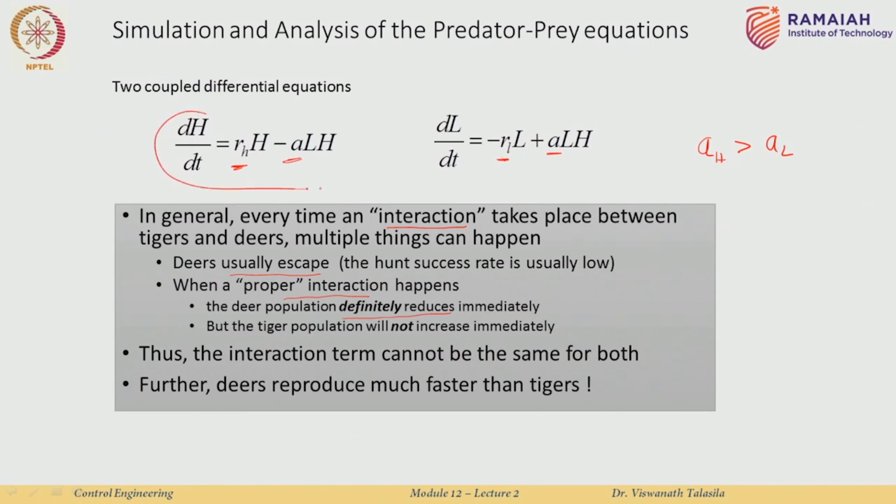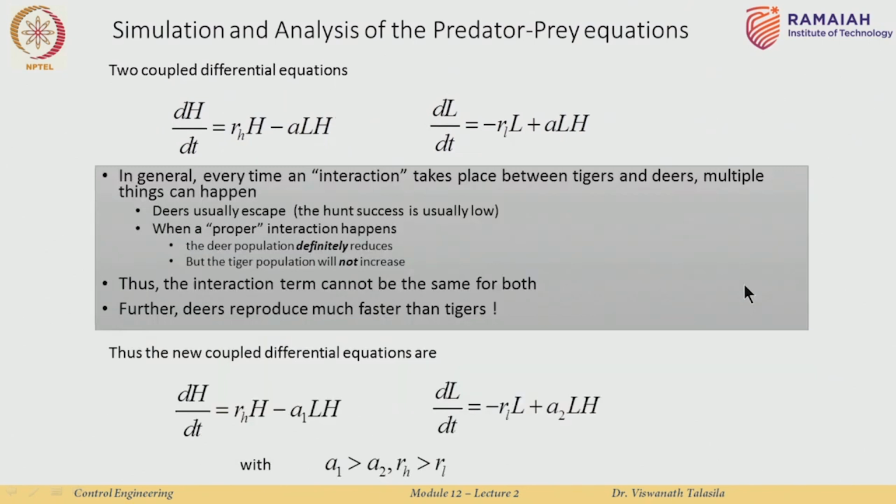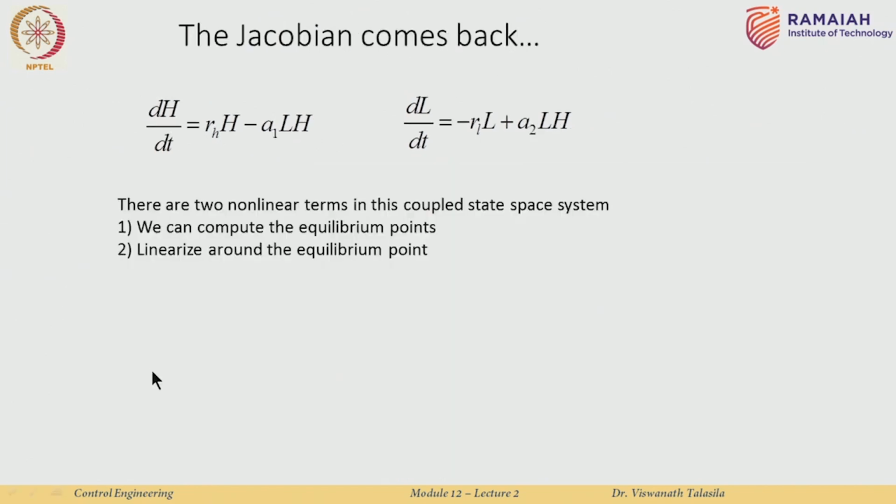So, we take this basic model, and with the assumptions which we have placed over here, we get a new model which looks the same. We made certain assumptions on the parameters, right. So, we basically assume that A1 is larger than A2, where A1 is the decay rate for the deers when the interaction happens, and RH and RL are the respective parameters for each of them. Okay. So, now we take this set of coupled differential equations, and we will compute the equilibrium points. And then of course linearize it, and we will go ahead with that.